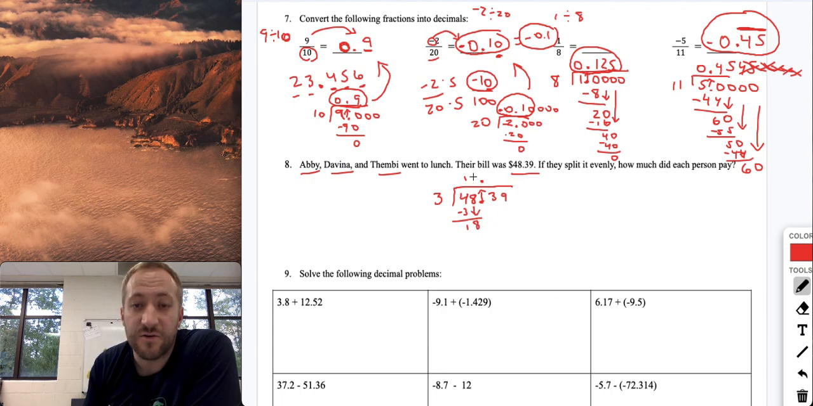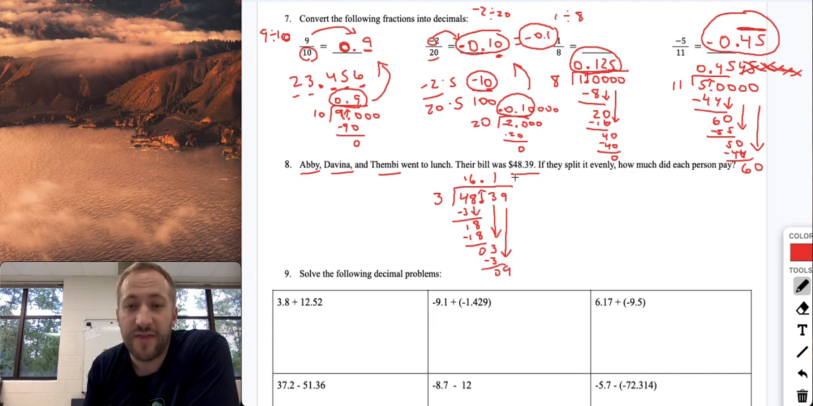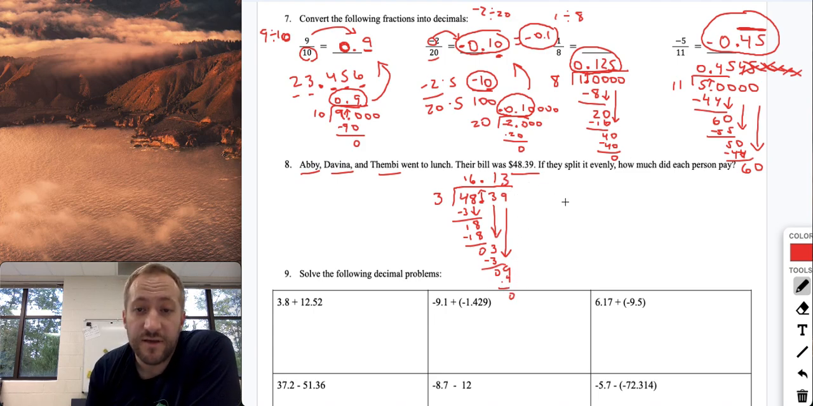3 into 18, that goes 6. 3 times 6 is 18. I'll subtract and get 0. Bring down the 3. 3 into 3, that goes once. 3 times 1 is 3. Subtract and get 0. I'll bring down the 9 because I'm not done yet. 3 into 9, that goes 3 times. 3 times 3 is 9. And I end up with 0. Oh, perfect, no remainder. So $16.13 is how much each of the 3 friends is going to pay.